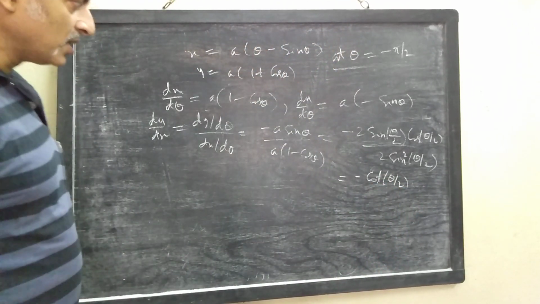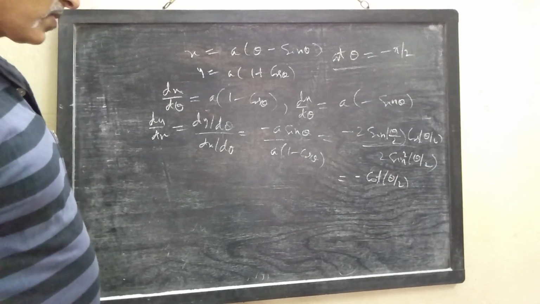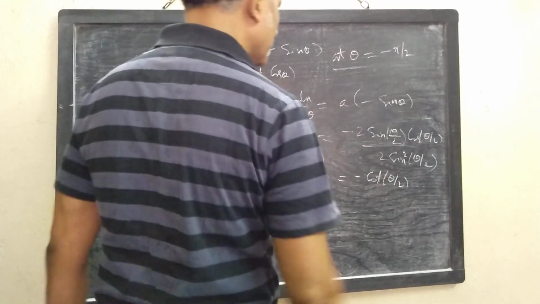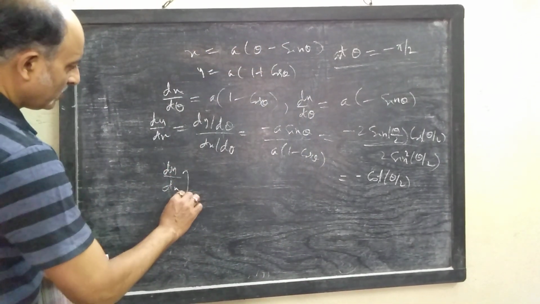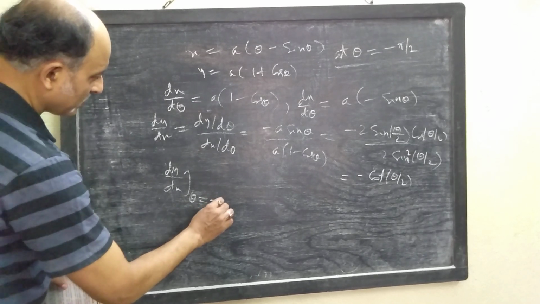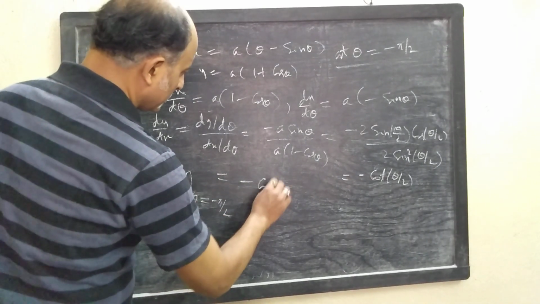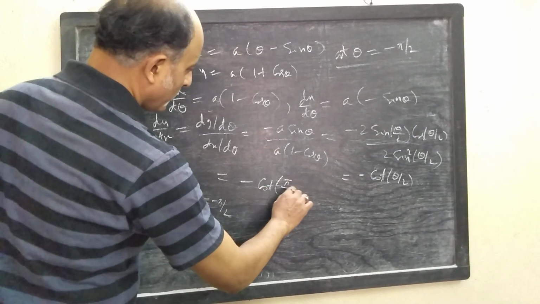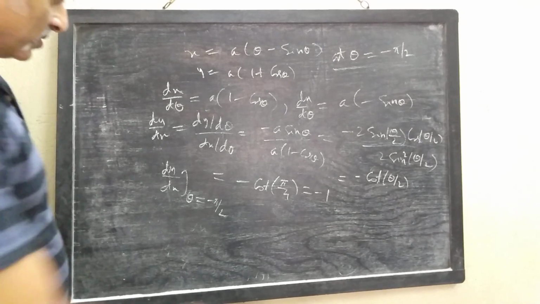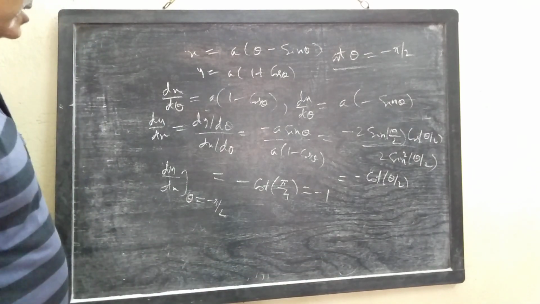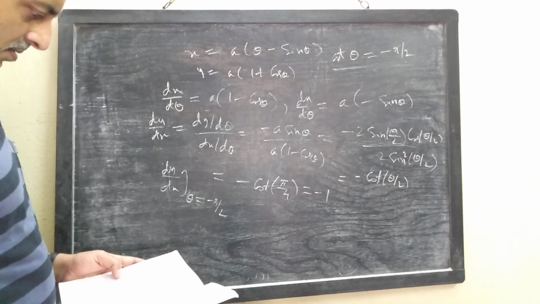So -cot(theta/2) is the slope of the tangent to the curve at any point theta, but you are asked to find it at the point theta equals -pi/2. So you have to find dy/dx at theta equals -pi/2. So this will be -cot(pi/4). So obviously it is -1. So now write down, therefore the slope of the tangent to the curve at theta equals -pi/2.